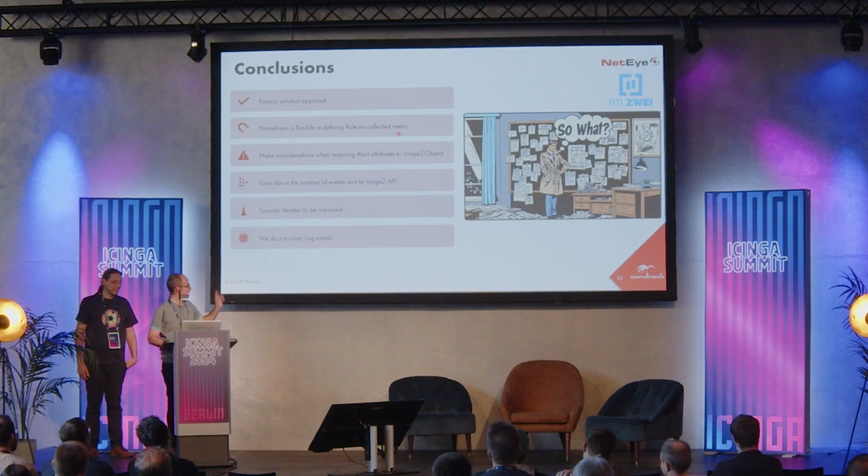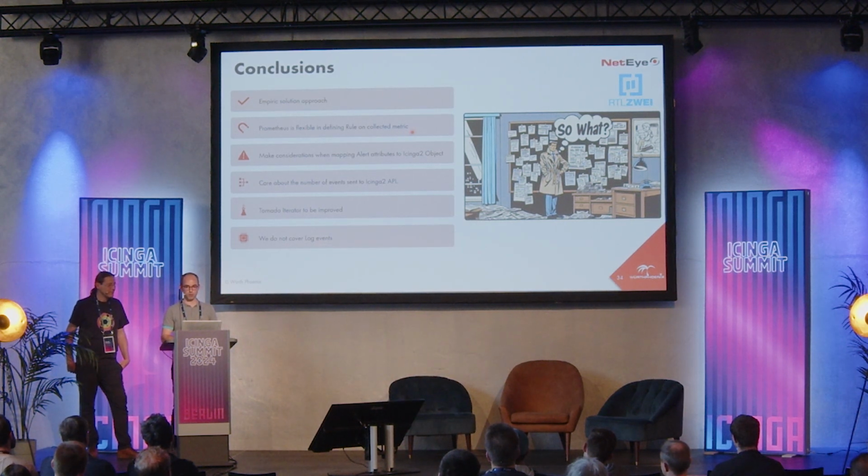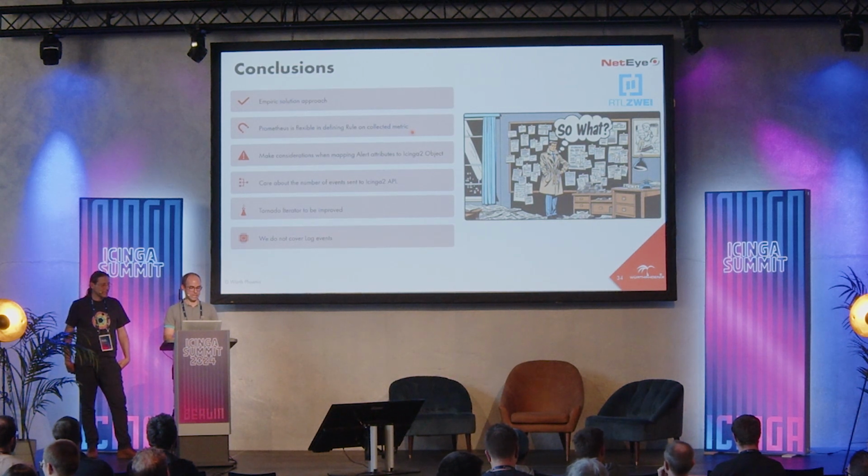But we have two more conclusions from the project side. So this is an empiric approach. It has to be adjusted for the various environments. They can be different. But what we found out, Prometheus is quite flexible in defining the rule to extract whatever you want from the metric. You have to be careful when defining which attributes you want to send to Icinga, but it's very flexible to do that. Don't send the metrics itself to Icinga.